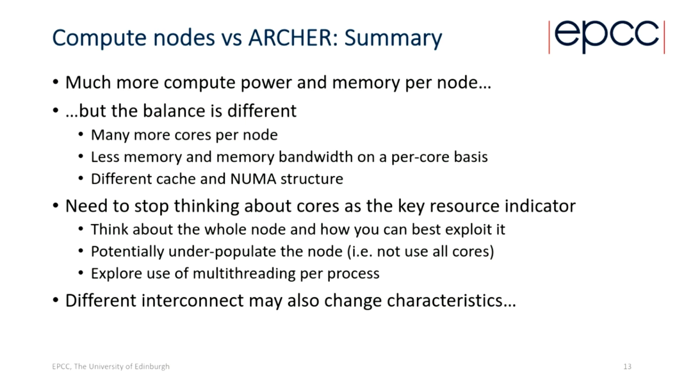Even if you get low benefit from multi-threading, it might be that that's just a bonus on top of having to underpopulate. We need to start thinking about how we use the nodes, because the balance is going to be different, and we need to explore it for different applications. Also, because the system has a very different interconnect from Archer, and actually from a lot of other HPC systems, that might also change the characteristics of the balance between the nodes.